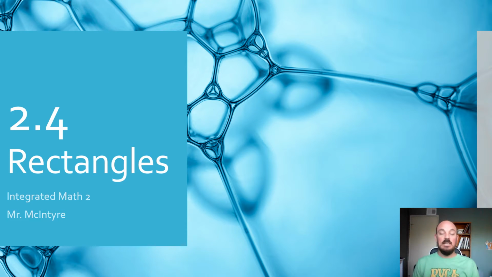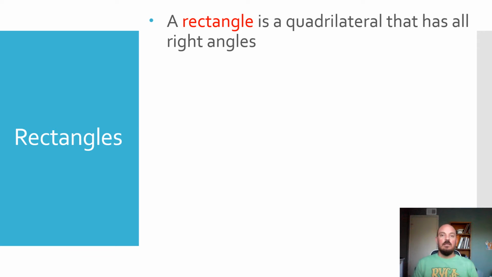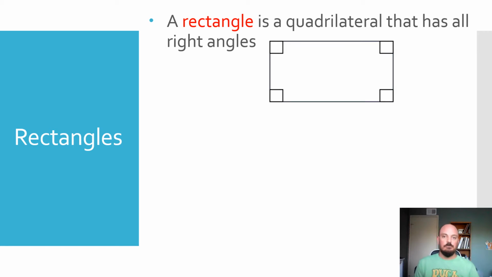For 2.4, we're going to keep talking about quadrilaterals, and in 2.3 we talked about parallelograms, and now we're going to continue with rectangles. Now, rectangles is actually one of the earliest shapes we learned, way back in like kindergarten. But for the true math definition, a rectangle is a quadrilateral, 4 sides, that has all right angles. So it looks like this.